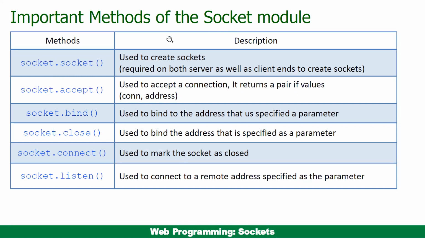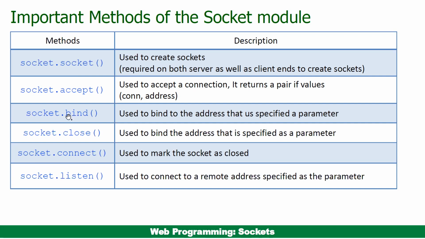Then there are some methods of the socket module, some of the important methods. The first one we have just seen: socket.socket. Use it to create sockets. It is required on both server as well as client ends to create sockets. Then socket.accept. Use this method to accept a connection. It returns a pair of values, connection and address.